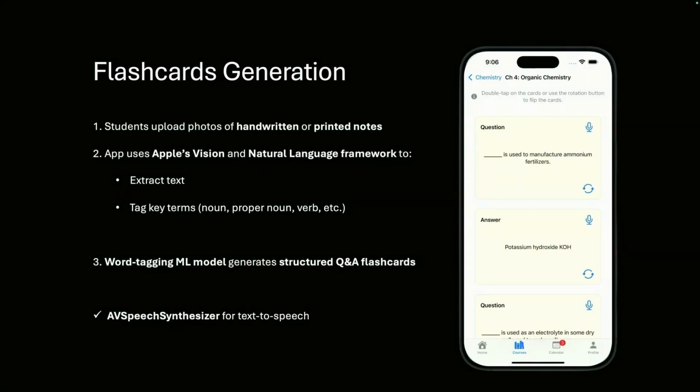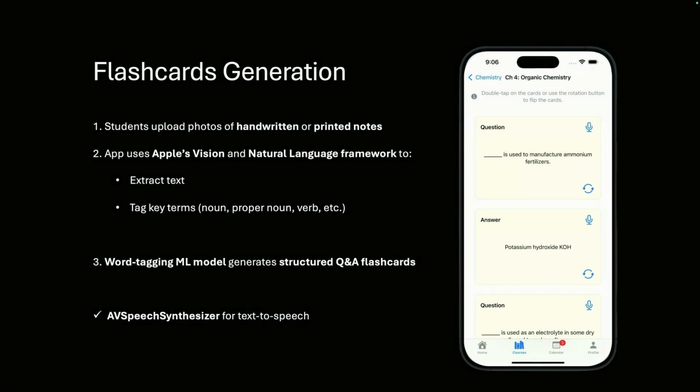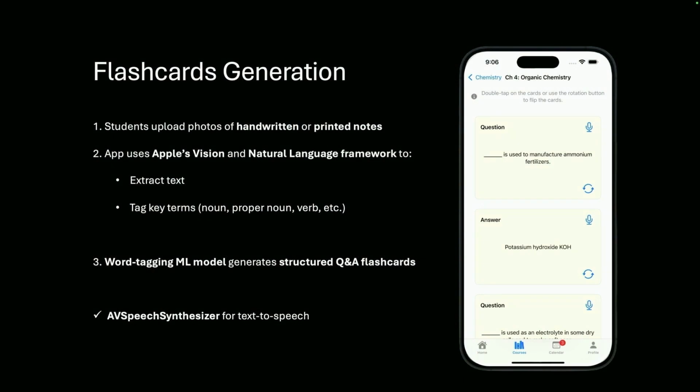And the flashcard generation. So the first step is for students to upload a picture of their handwritten or printed notes. And the app uses Vision Kit to extract the text, and the natural language framework to tag keywords such as noun, proper noun, verbs, and so on. And the word tagging model is used to come up with structured question and answers. And for accessibility, I integrated AVSpeechSynthesizer for text-to-speech feature.